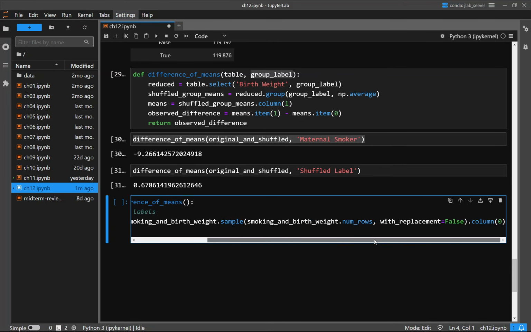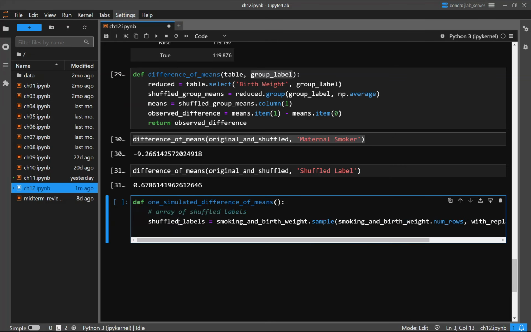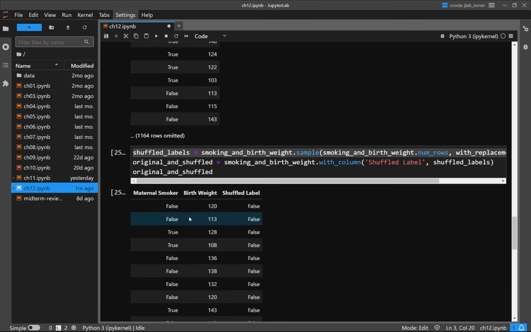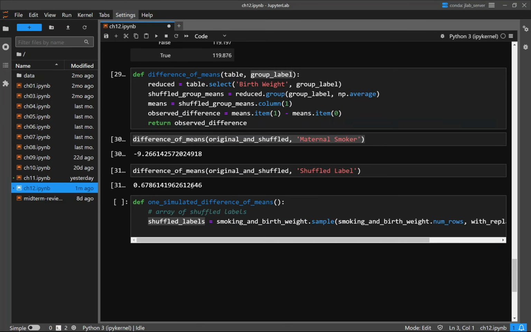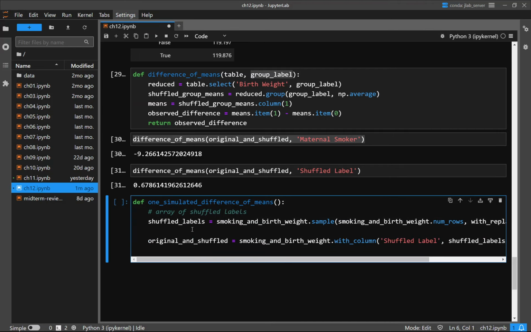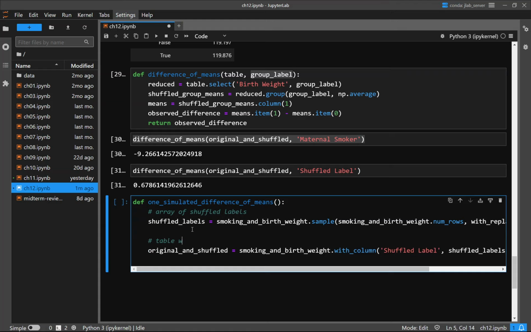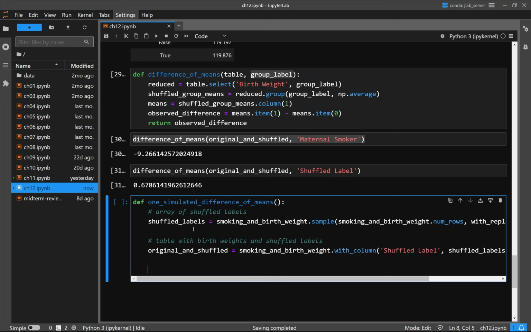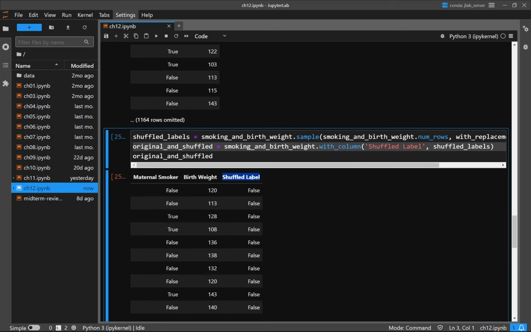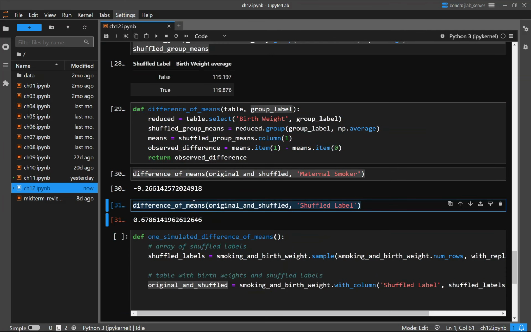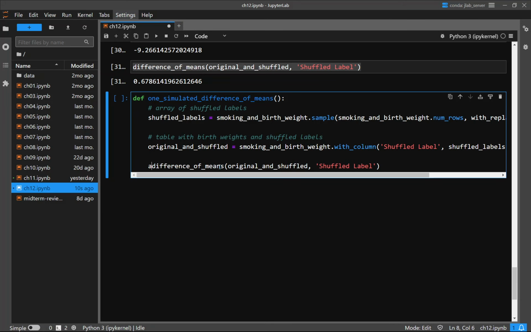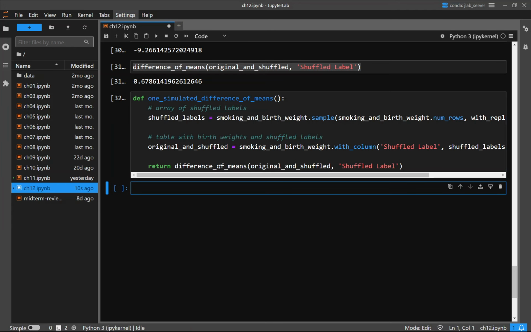So I'll take the sample, take that column. Then I want to attach these shuffled labels to the original table. We called that original and shuffled right here. So I want to do that all over again. And this was the table with the birth weights and shuffled labels. And then I want to do a difference of means, because I just made a table that looked like this. Use the shuffled label, do a difference of means, just like we did here. And that's one new simulation. And so return that answer back to me, please. Something like that.